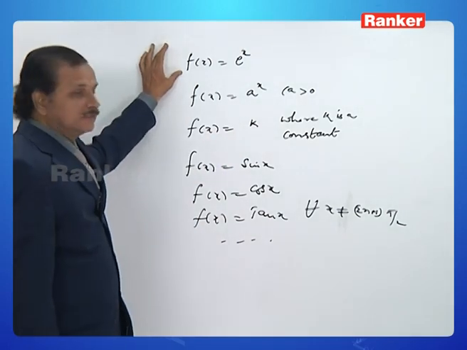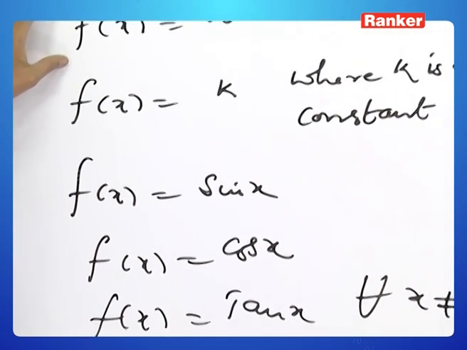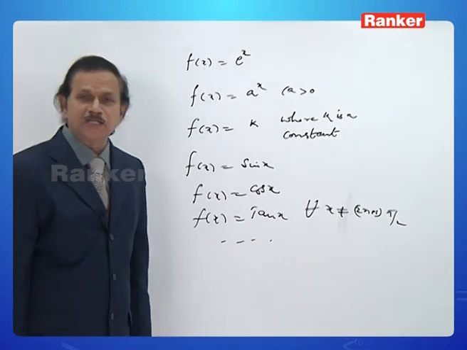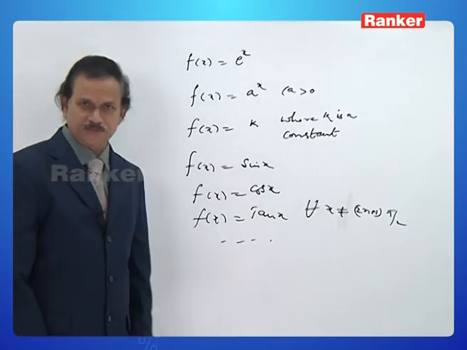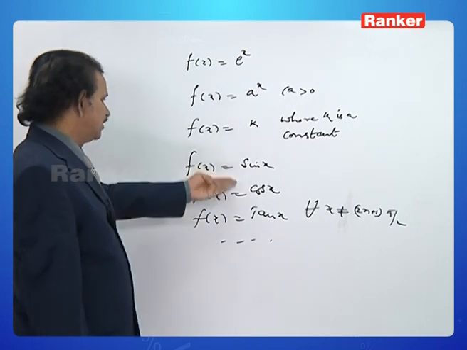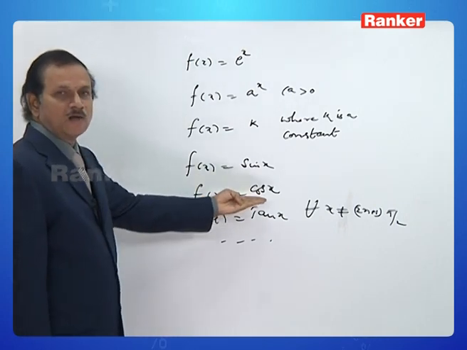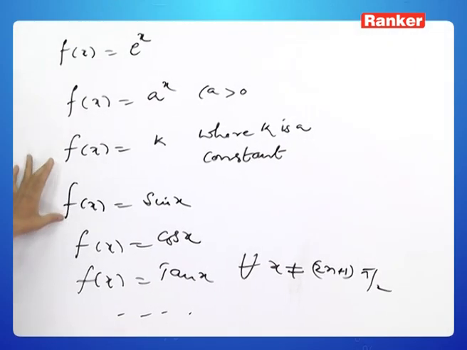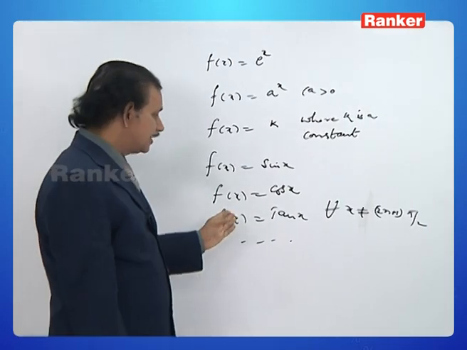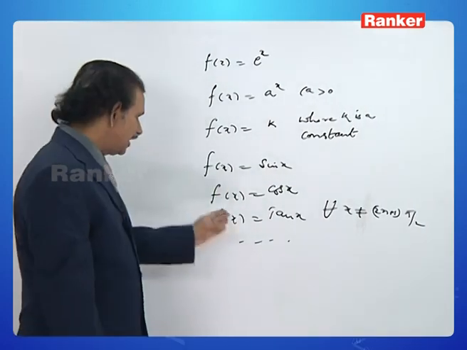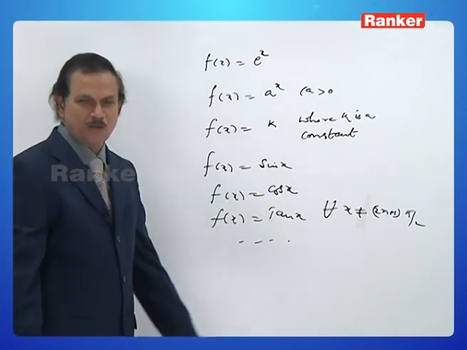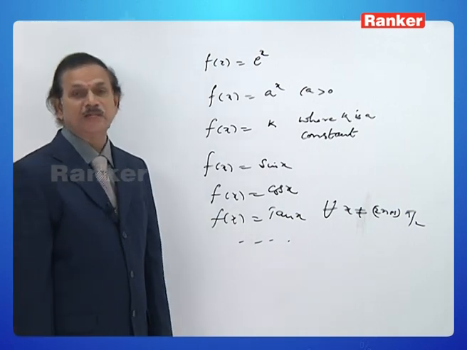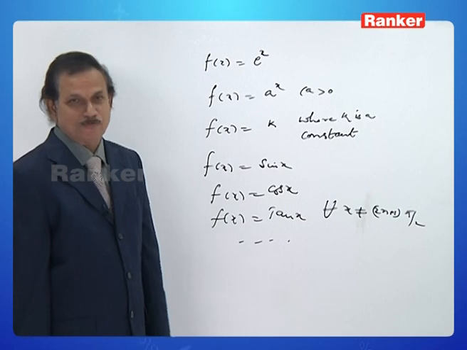Continuous on R, continuous on R, everywhere continuous. If a particular function is continuous at every point of the domain, we say that it is everywhere continuous. And we know that the domains of all these functions till this one is real numbers. So continuous on R, continuous on R, continuous on R, and here it is continuous in its domain. So it is not continuous at x equal to pi by 2, x equal to 3 pi by 2, x equal to 5 pi by 2, and so on. Tan x has a peculiarity because that pi by 2 is not in the domain, isn't it?